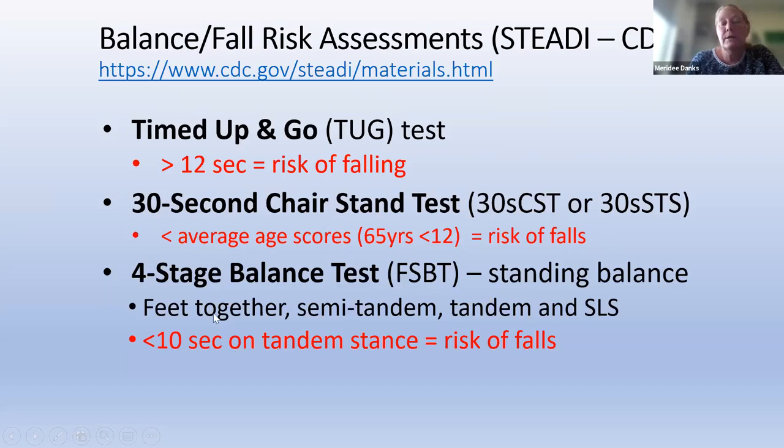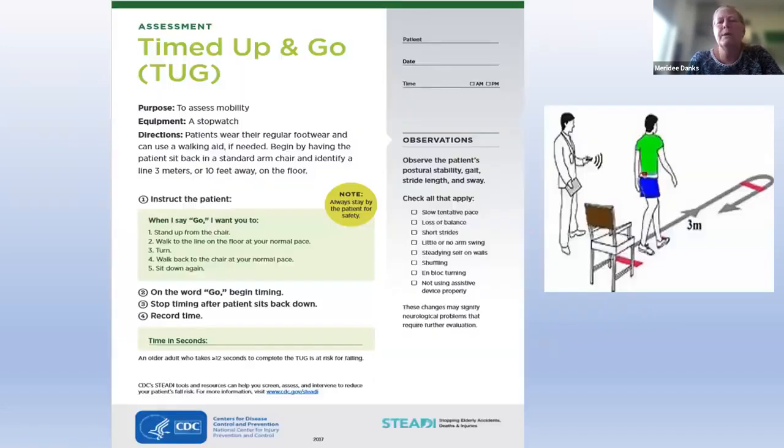So that is, can you stand with your feet together, which is the Romberg? Can you do a semi-tandem? You put one foot into the arch of the other foot and try to stand. You do a tandem Romberg, one foot in front of the other. And if you're able to do that, you go up to a single limb stance, standing on one leg. They found if you cannot stand in a tandem stance for greater than 10 seconds, you're also at a risk of falling. So some assessment mobility ones we can do.